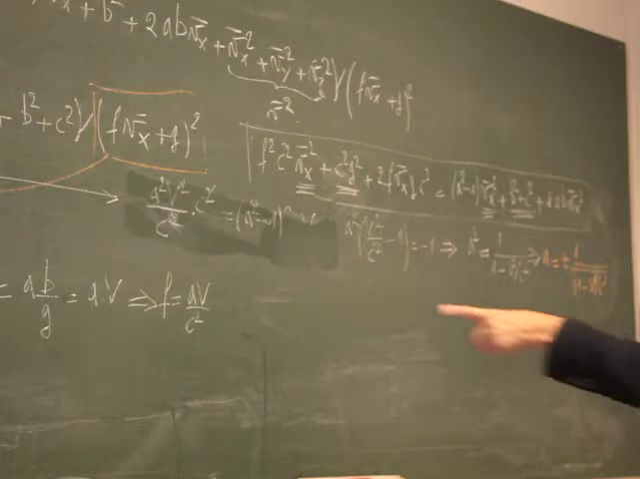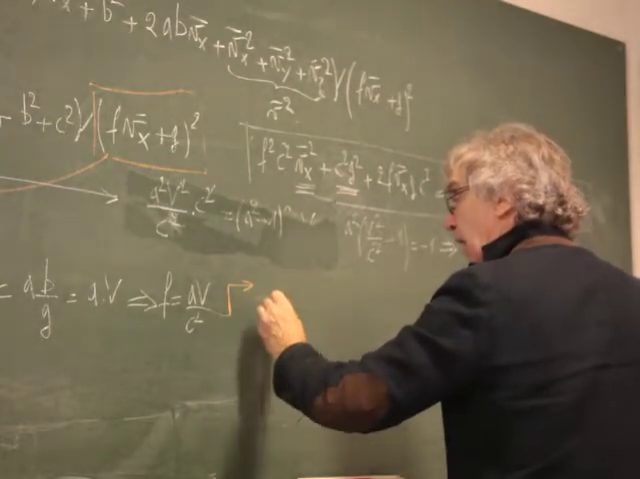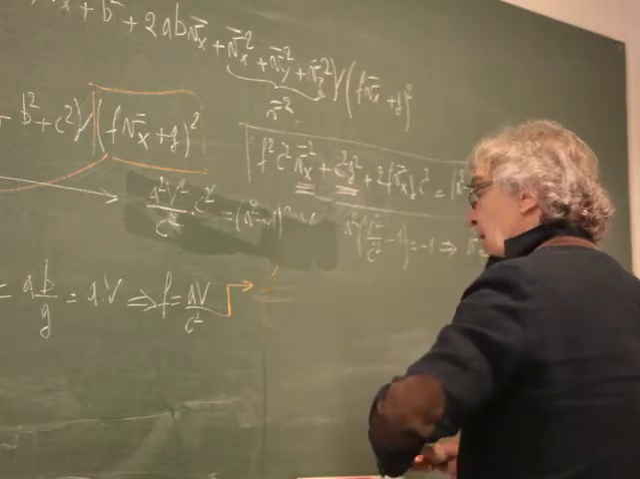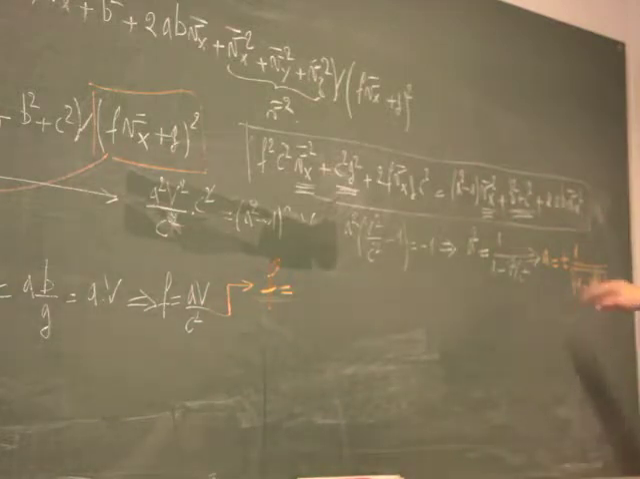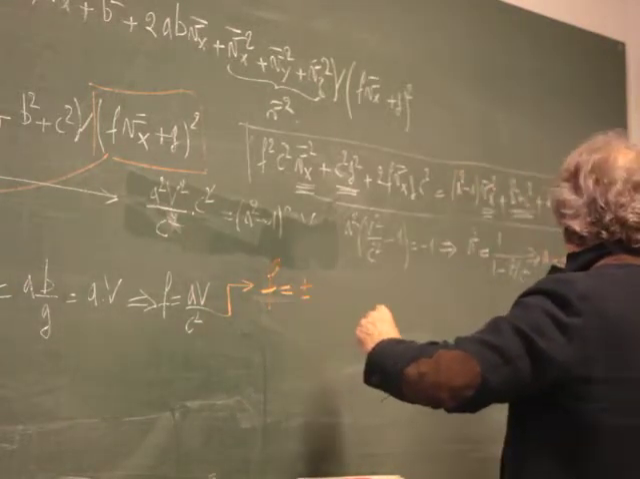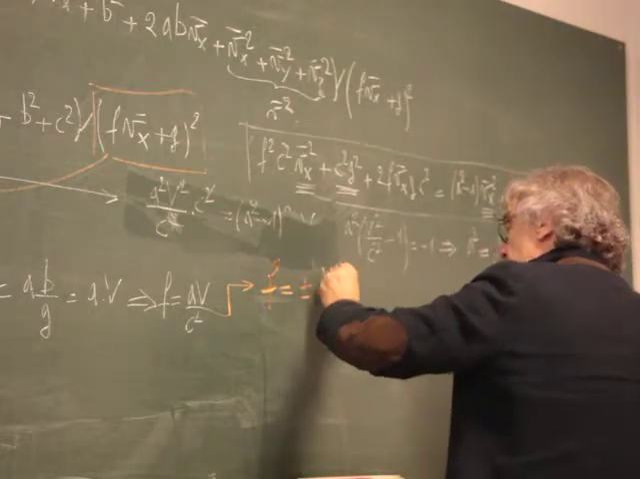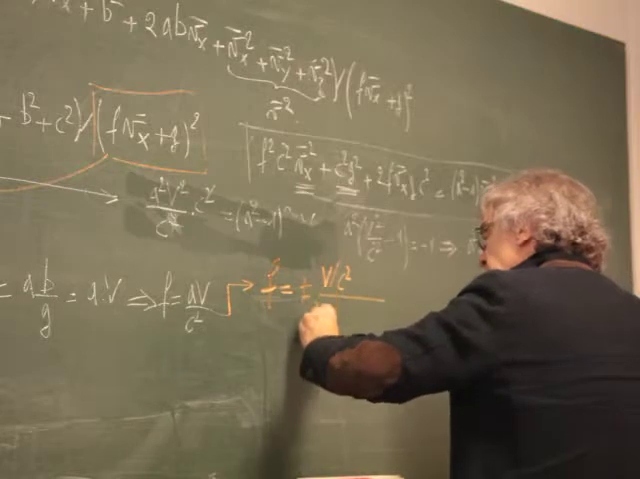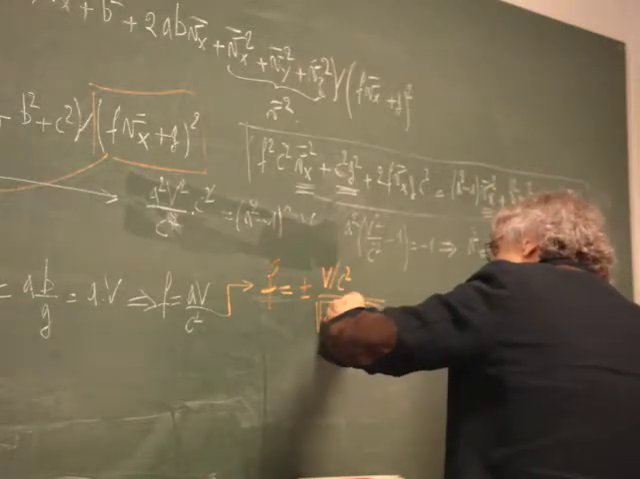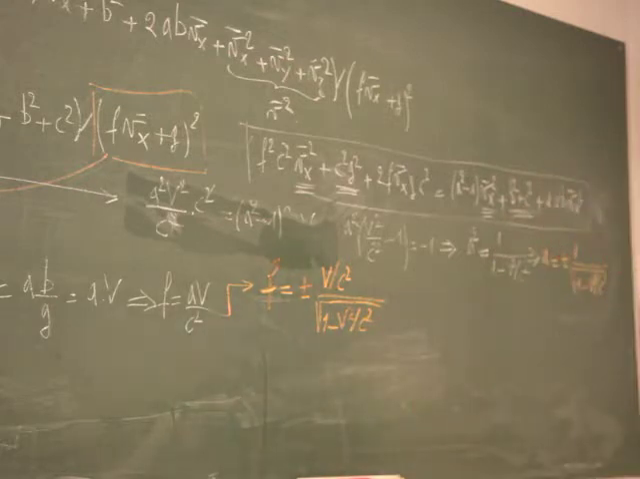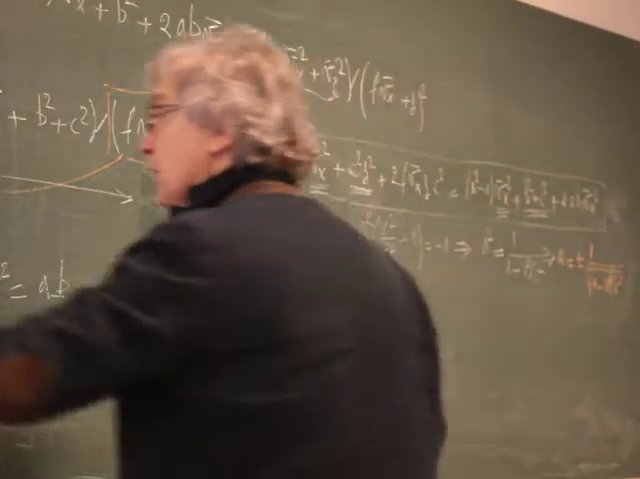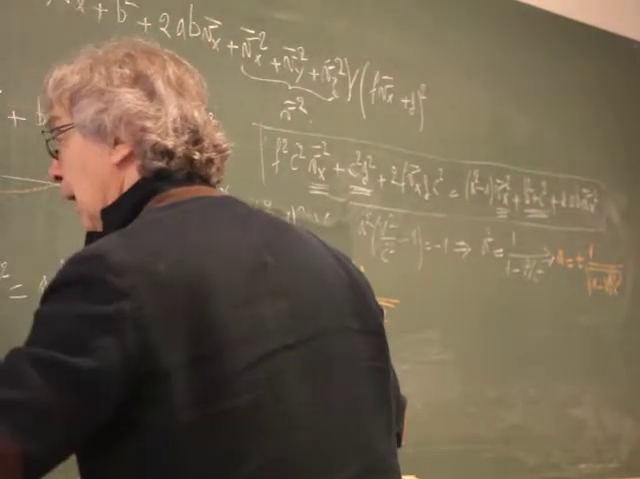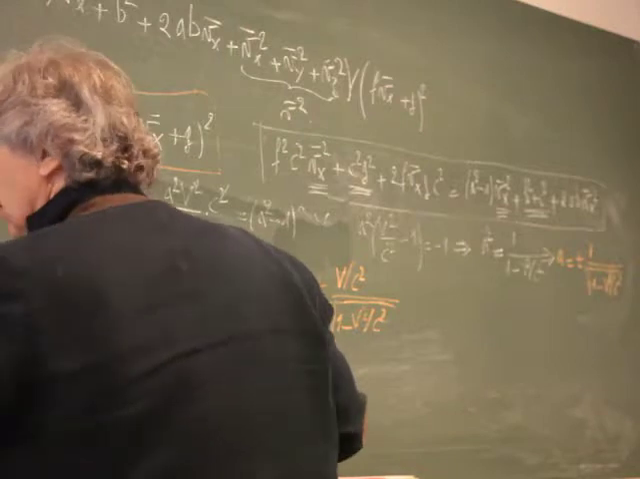Well, the value of f then is trivial. I find that f is equal to a times v over c squared. So it will be plus or minus v over c squared divided by the square root of 1 minus v squared over c squared. Okay? So I still need to find the value of b or j. So this will be the relation to use here.